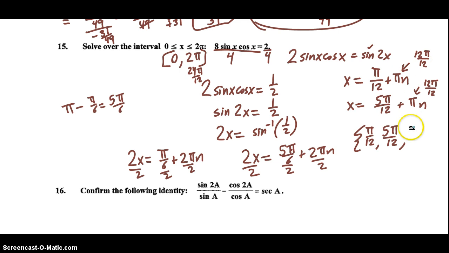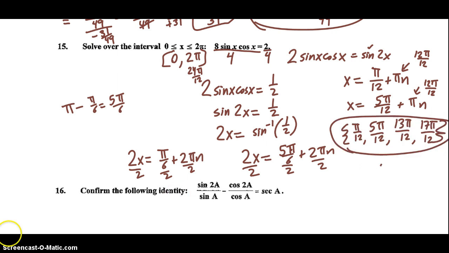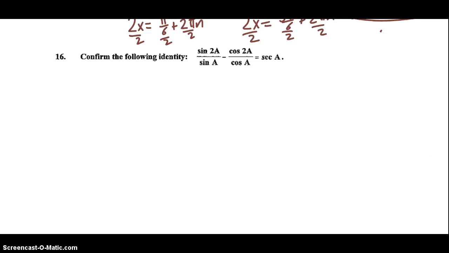So I need to add, and I do get 13 pi over 12, which is a good answer to go in that domain. And I also get 17 pi over 12. Sorry, I shifted my answer over so that I could get the bracket in. But there are my 4 answers for that domain. Pi over 12, 5 pi over 12, 13 pi over 12, and 17 pi over 12. Obviously, I can't add or subtract any more 12 pi's over 12 because that would put me outside of my domain.